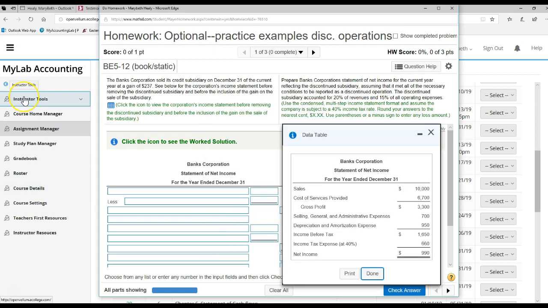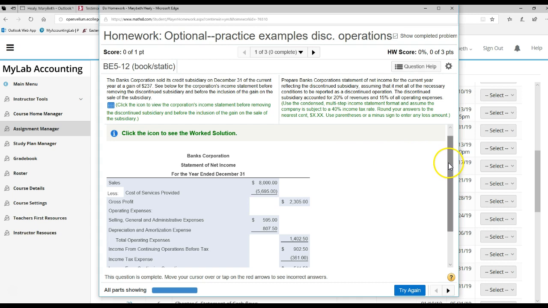Okay, so one of the things that they show us is over on this side. Basically, the discontinued subsidiary accounted for 20% of the revenues. So out of the sales of $10,000, 20% of that was earned by the discontinued operation. So $8,000 is the sales from the continuing, $2,000 is the revenues that went to the discontinued. It's also 15% of all operating expenses was as a result of the discontinued. So all I'm doing in this problem is I'm taking the sales in every one of these items, and I'm going to multiply the sales by 80%, costs of services by 85%, this one by 85%.